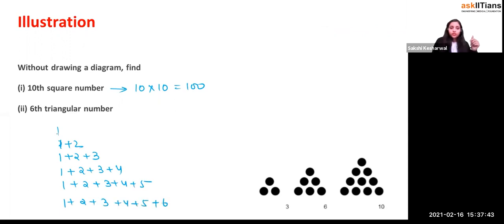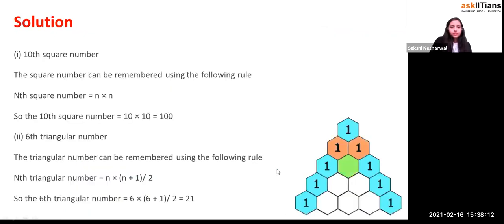Similarly, there is no need to do all these steps. You can directly jump to it. Sixth triangular number means 1 plus 2 plus 3 plus 4 plus 5 plus 6, right? So if it is asking you the 10th triangular number, it means 1 plus 2 plus 3 plus 4 plus 5 plus 6 plus 7 plus 8 plus 9 plus 10. So you just add it up. Added up, this is 5, 10, 15, and this equals 21. That's your answer, right? We didn't draw the diagram and we got the answer. This equals 21.